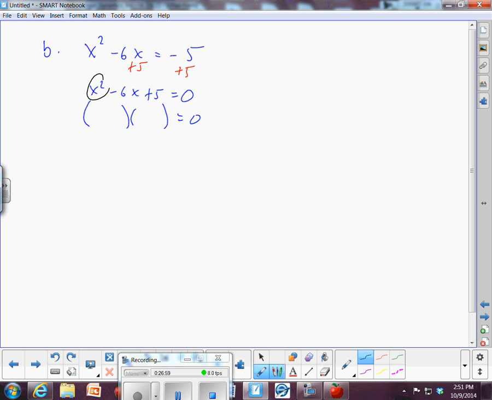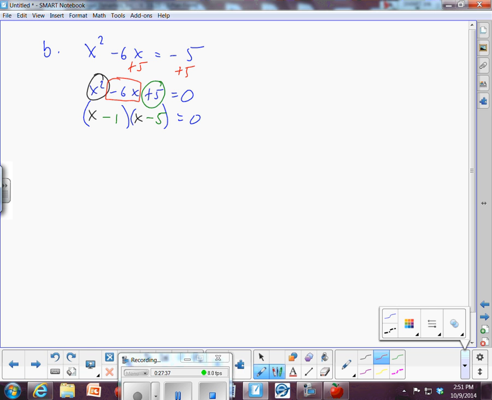Again, the fronts have to multiply to x squared. That's easy, x and x. The backs have to multiply to a positive 5. But remember, the outer and the inner must give us a negative 6. There's only one possibility on this. That's a negative 1 and a negative 5. Again, I'll show you the check. Negative 5x, negative x is that negative 6x, right? Let me get my check out of the way so we can finish the quadratic.